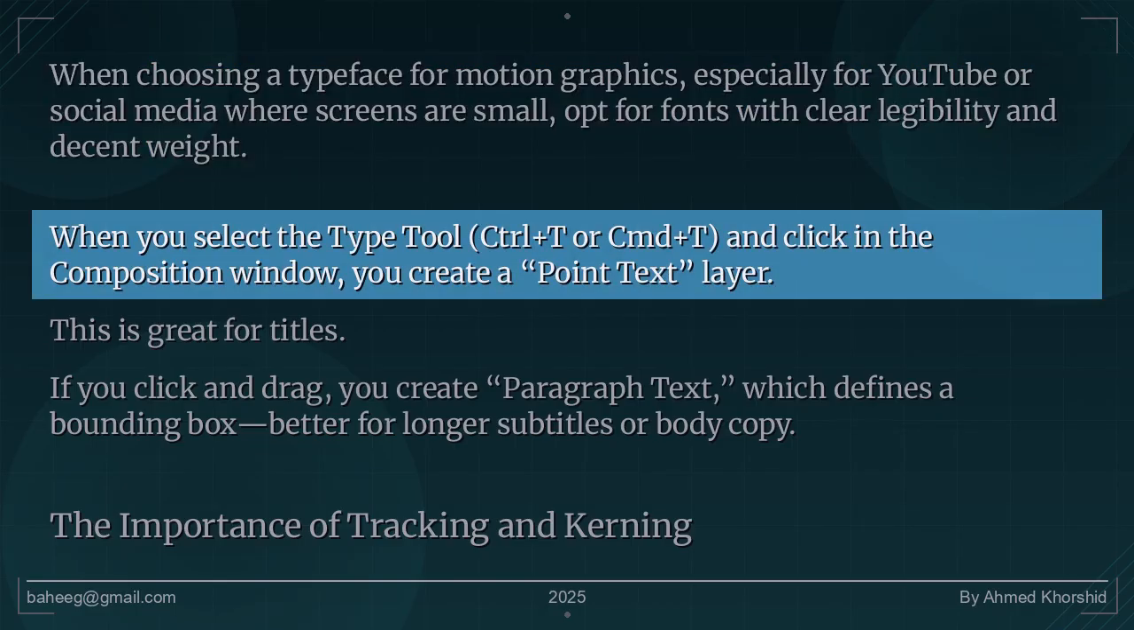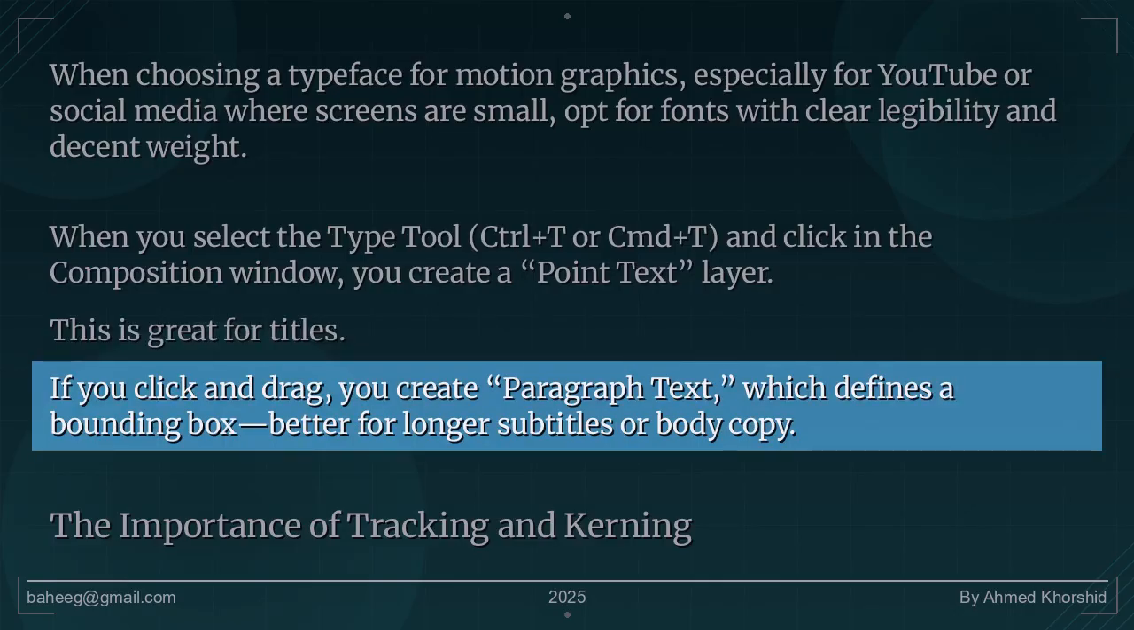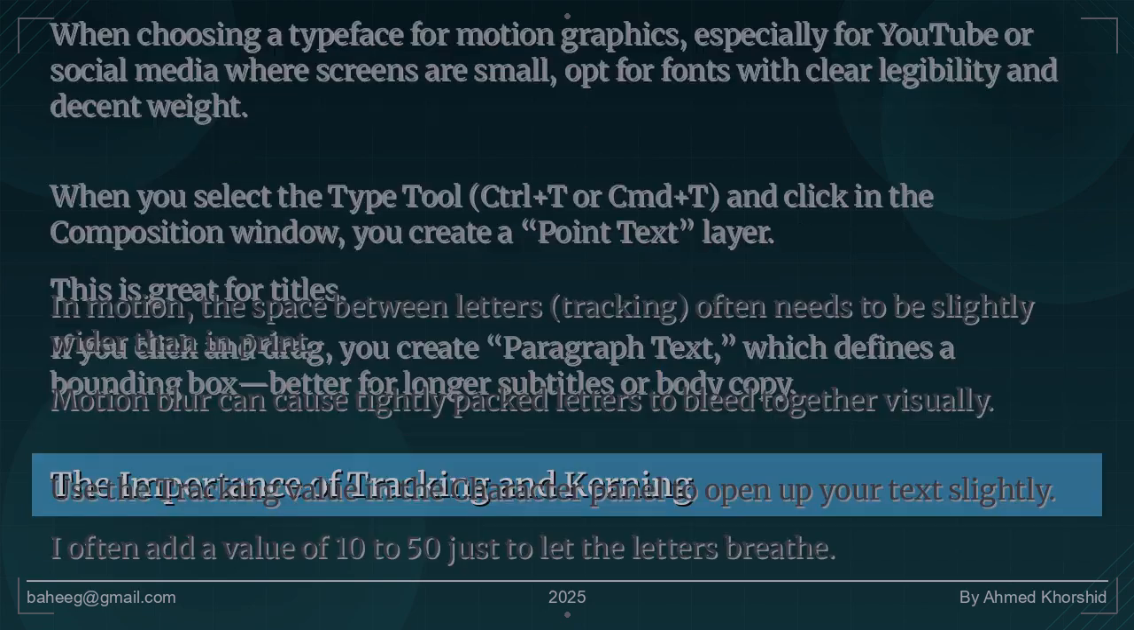When you select the Type tool, Ctrl+T or Cmd+T, and click in the Composition window, you create a point text layer. This is great for titles. If you click and drag, you create paragraph text, which defines a bounding box, better for longer subtitles or body copy.